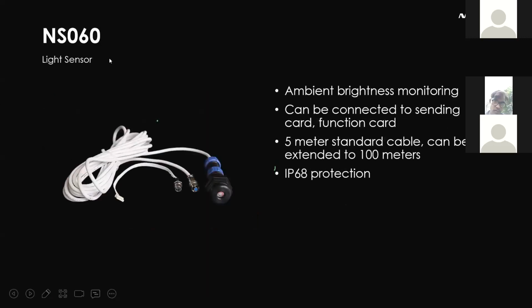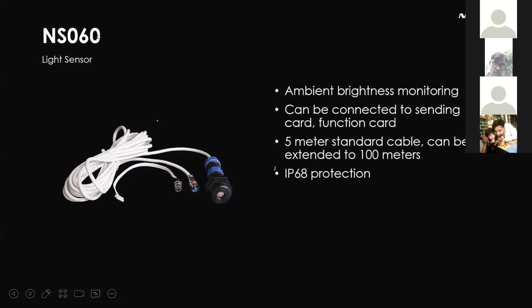And this is our light sensor, NS060. I think many clients is using this device, right? It is very useful for the LED screen because it can achieve the ambient brightness monitoring. It means for the LED screen, you can achieve the auto brightness adjustment. And this device can be connected to the sending card and function card easily. Here, I want to remind you, the length of the standard cable is 5 meters. Also, it can be extended to 100 meters.